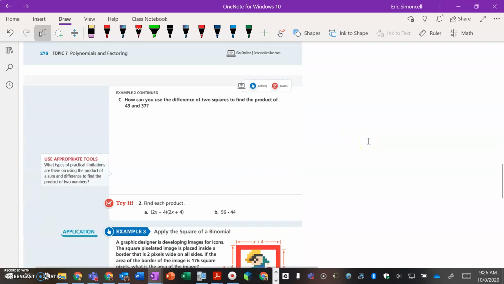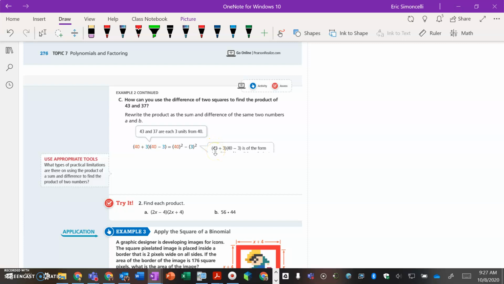Part C, how can you use the difference of two squares to find the product of 43 and 37? Similar to a problem we have already seen, we want to rewrite these numbers, not necessarily using variables in your final answer, but characterizing it like a pattern basically. Speaking of which, rewrite the product as the sum and difference of the same two numbers a and b. 43 and 37 are each 3 units from 40. So we can write 40 plus 3 as 43, and we can write 40 minus 3 as 37.